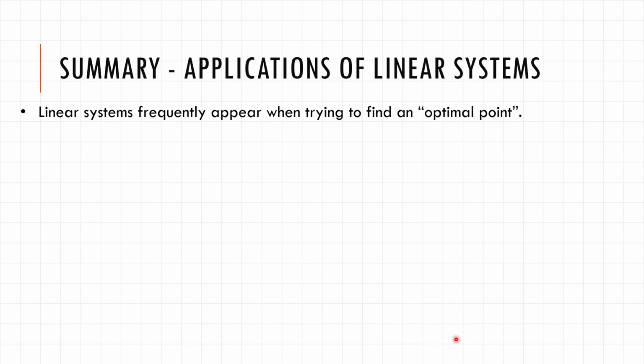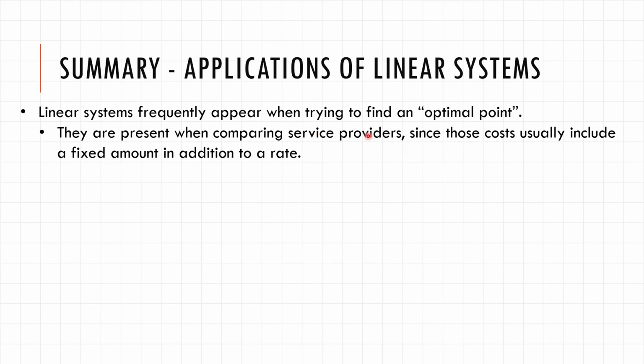Linear systems frequently appear when we're trying to find some sort of optimal or balancing point. They're present when we're comparing service providers like home internet or phone, since those costs usually have a fixed amount plus a rate. So, for example, for internet, it might charge you $40 plus 5 cents per gigabyte. So that per gigabyte would be the rate, and that $40 would be the fixed amount. And if you're comparing two different service providers, well, then you might be looking for a point where those two service providers actually cost the same amount of money.